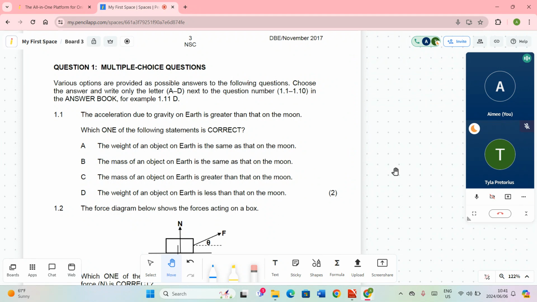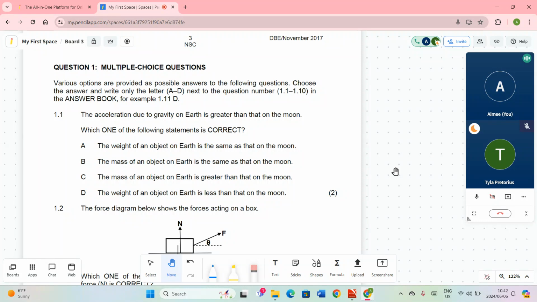Question 1.1 says the acceleration due to gravity on Earth is greater than that on the moon. So, what does that mean? That means that Earth has got a stronger gravitational force than the moon does. So, basically, when we are using our gravitational acceleration value, which for Earth is 9.8 meters per second squared, the value on the moon is going to be smaller than it is on Earth. So it's going to be smaller than the 9.8, which we know for Earth. So this question says, which one is correct according to the following statements?